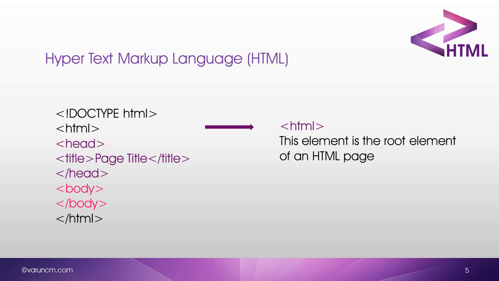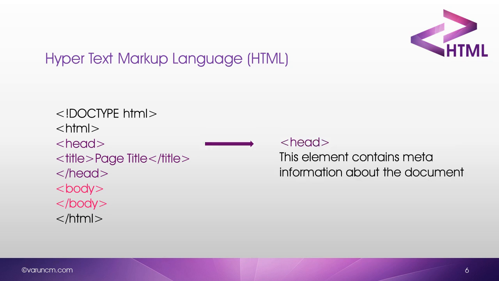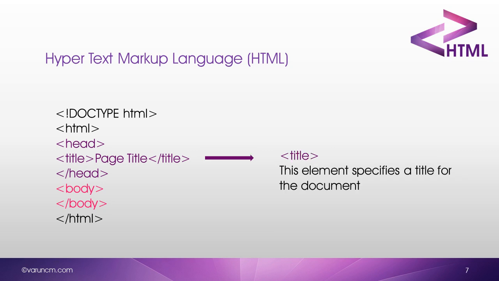And the next is the HTML element. It is the root element, which encloses the entire content of an HTML file. Followed by that is the head element. This contains the meta information, that is all the information regarding the file, which we can have inside the head. And next is the title. This specifies the title for the document. This title will be displayed at the top of your web browser.